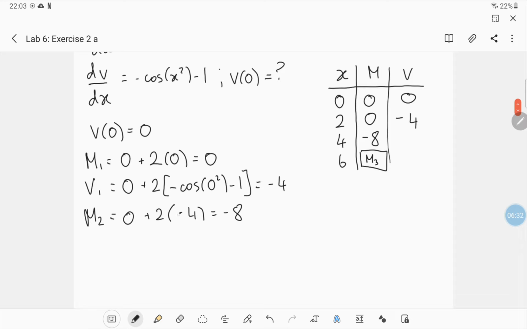And then v2, so it'll be the previous v, which is minus 4, plus the step size, which is 2, and then the derivative of v is minus cos x squared minus 1, but the previous x here is 2. So this will be 2, and my Excel tells me this is approximately, now you should probably use five significant figures, minus 4.69271.